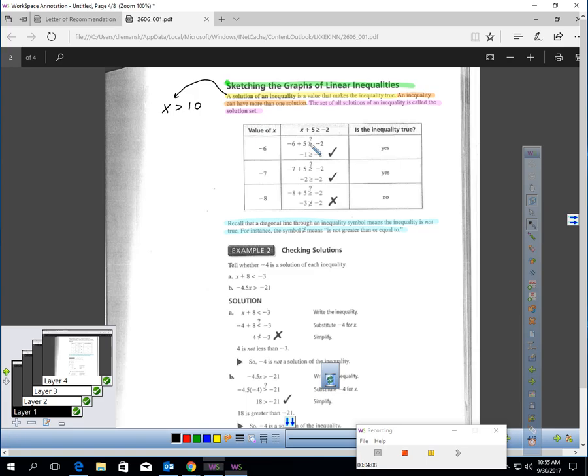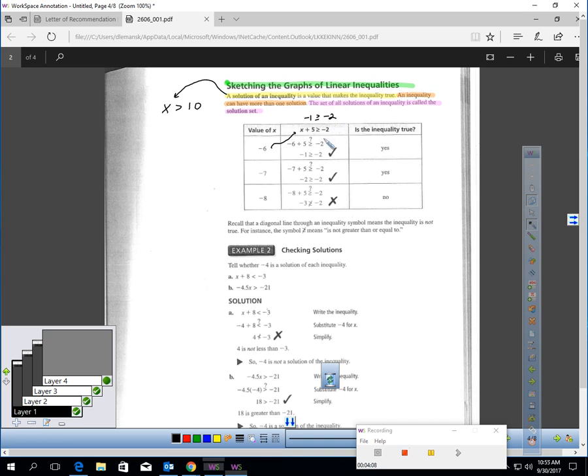Let's look at the sample first before I talk about this. Here would be a sample: x plus 5 is greater than or equal to negative 2. They're asking me, is negative 6 a solution? Let's try it. If I put negative 6 in here, negative 6 plus 5 is negative 1, and the question is, is negative 1 bigger than negative 2?